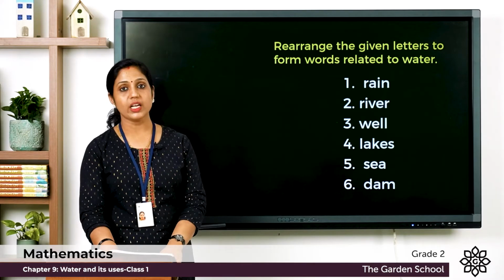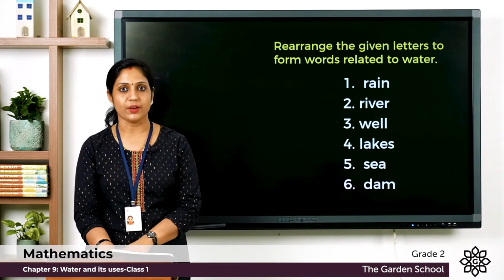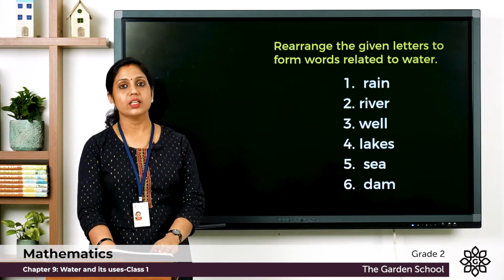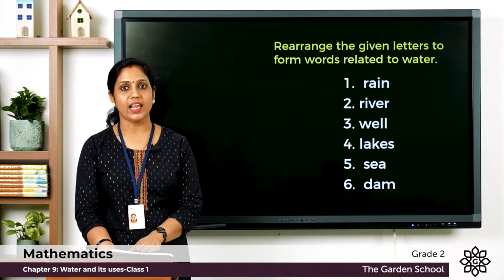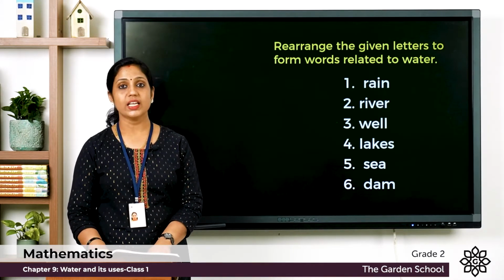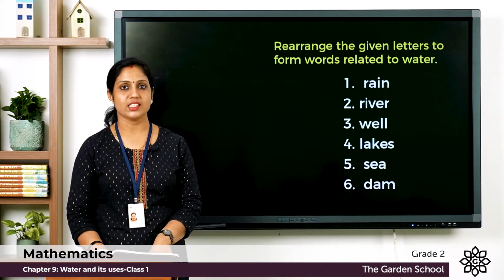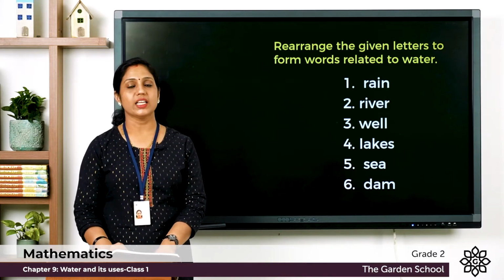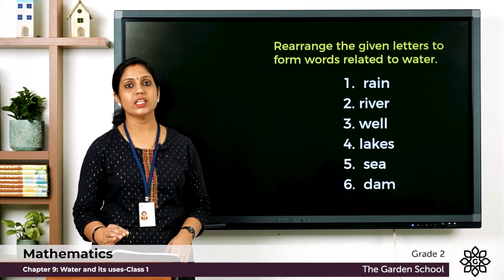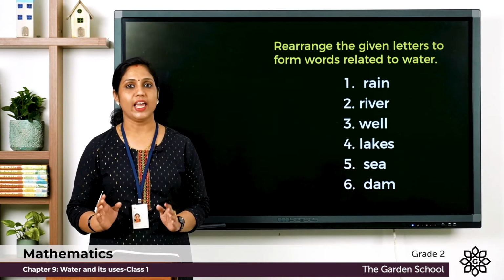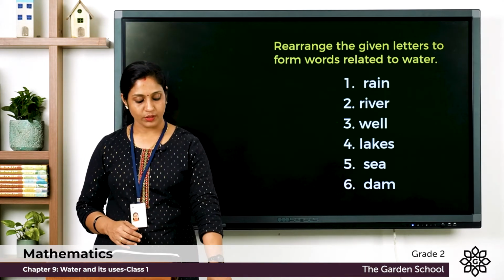Look at the second one, it is river. So write there R-I-V-E-R. Third one, it is well. So you have to write there W-E-L-L. Fourth one, it is lakes, L-A-K-E-S. Fifth one, it is sea, S-E-A. And the sixth one, it is dam, D-A-M. So hope you have completed. Let's move on to our next exercise.